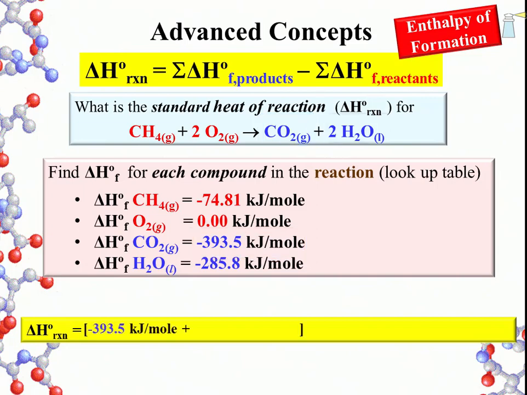The other product is water. It has a coefficient of 2. Take that 2 along with the minus 285.8 kilojoules per mole to the summation. That completes the summation of enthalpies of formation for products. Now, to reactant. Methane is up, and it has a coefficient of 1. So just 1 of the minus 74.81 kilojoules per mole is added to the summation.